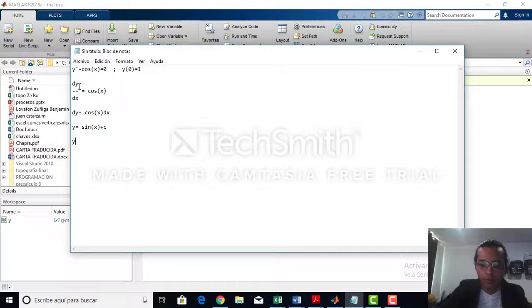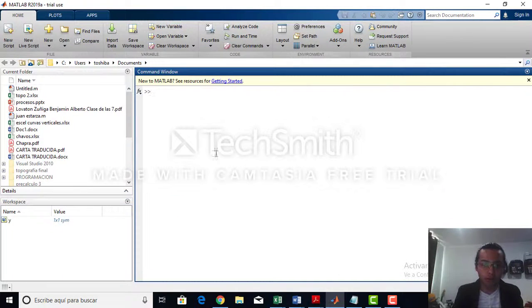Now we have the initial condition. So we have y of 0 equals the sin of 0 plus c. By the initial condition, we know that y of 0 is 1, so we're going to put the 1 here. The sin of 0 is 0, so 1 is equal to c. Therefore, what we are searching for is this. This here is the result of our differential equation.